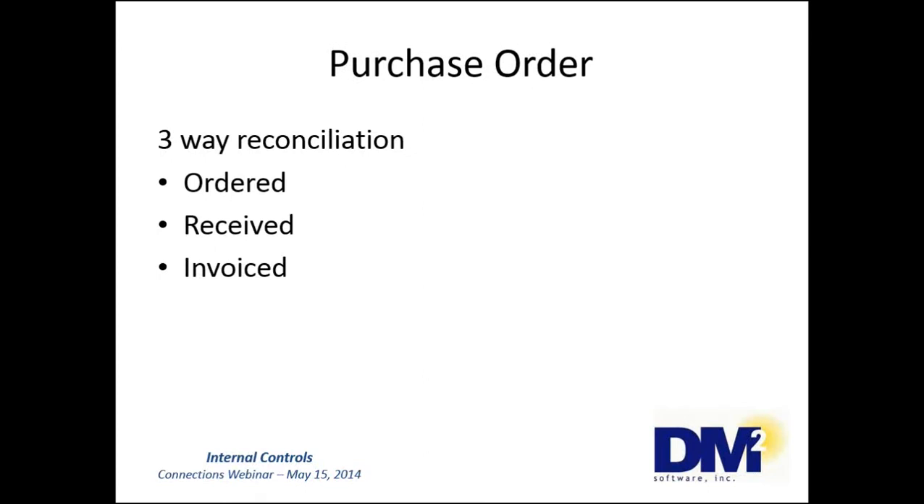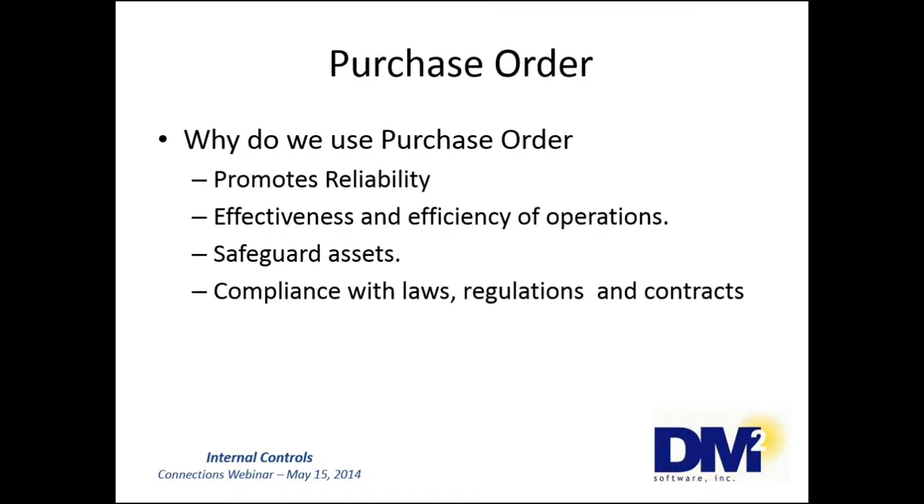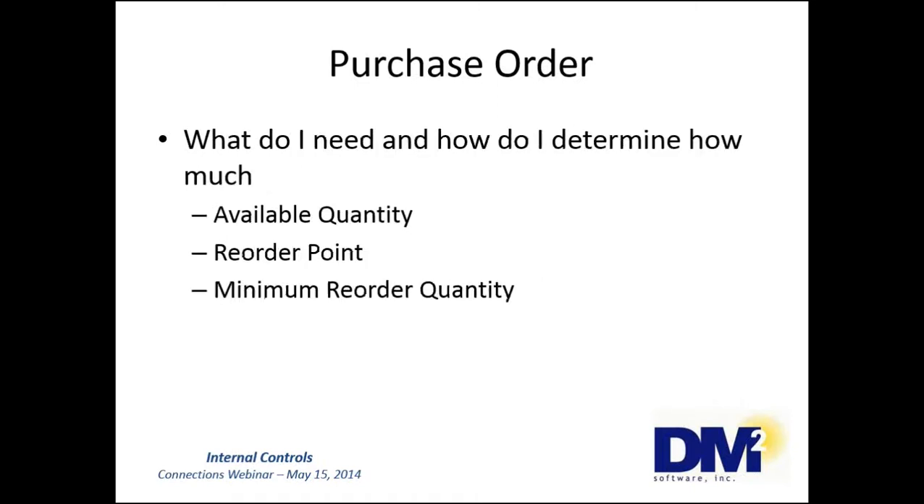Purchase order uses a 3-way or 3-step process to verify that the quantity and price ordered is equal to the quantity received, and that the AP invoice matches the quantity and the price as ordered. So it's keeping those 3 steps honest. The 3-step process is why we use purchase order. It promotes reliability and integrity of the financial and operational information in your system, effectiveness and efficiency of your operations, it safeguards your assets, and helps you keep compliant with regulations and contracts you may have with vendors.